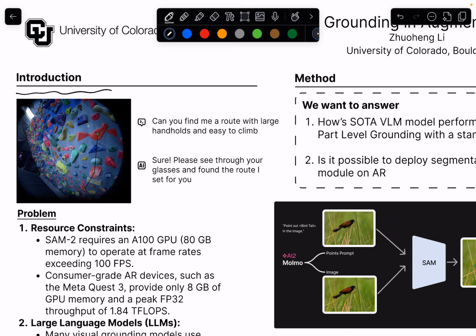You may want to ask AI, can you find me a route with large handholds? It's easy to climb. In visual grounding, the model would answer the question, but also answer it on the video. So in front of the spray wall, you just ask it, and you just get the preset route, nice and simple.